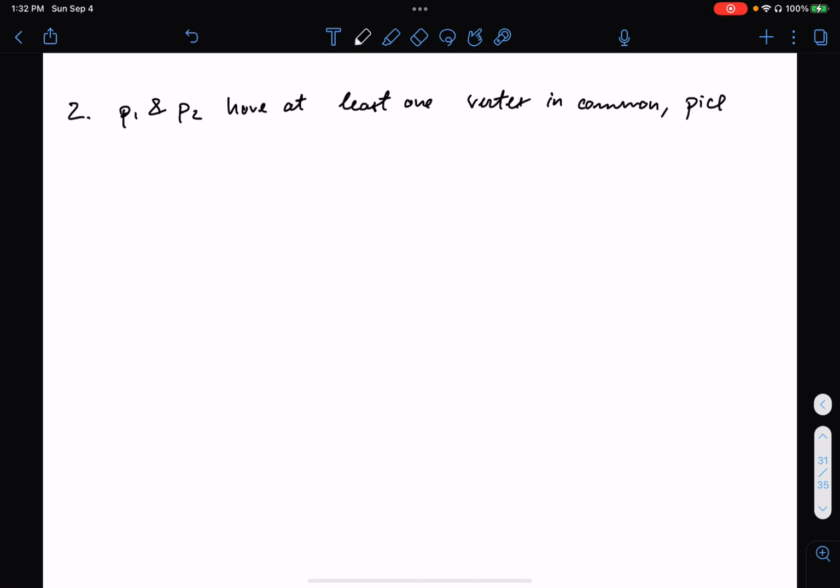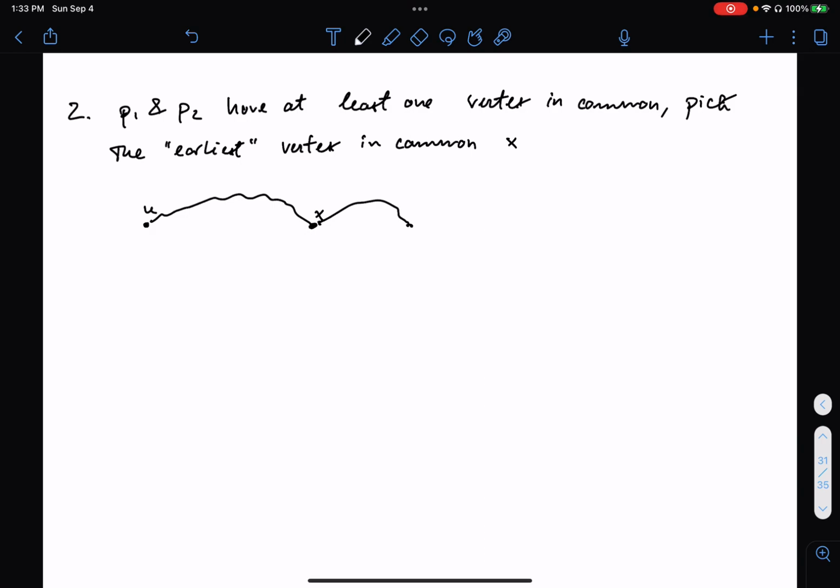So now pick the, quote unquote, earliest vertex in common. I know that there's at least one, so I know that there's an earliest vertex. Earliest as in it's the first one that I see in my path, starting at U and ending at V. Suppose I call this earliest vertex X, right? Then I have U, then I have my path P1, then I have X. Then maybe I go back and cross again with P2, or maybe I don't, and I go all the way to V, right?